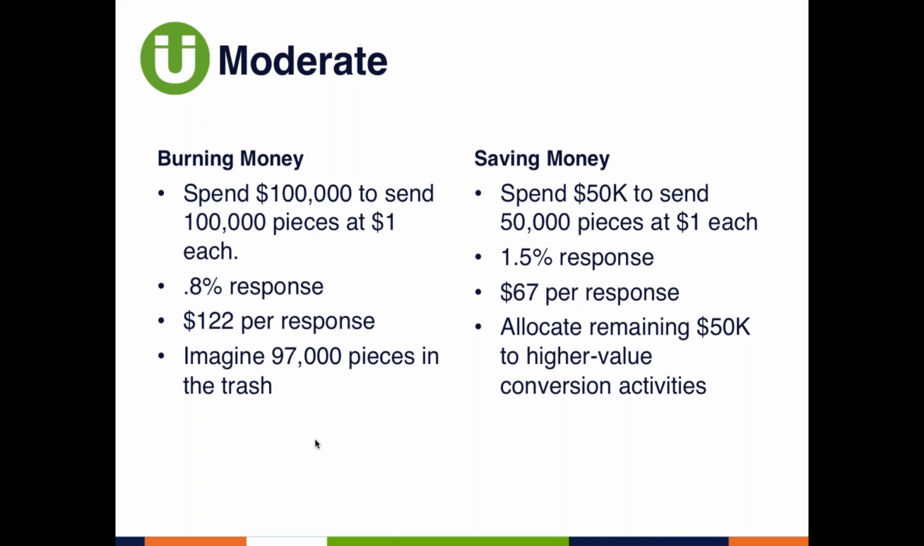Alternately, you could use your predictive model to spend half as much money on sending out half as many pieces, but get a 1.5% response, or $67 per response, about half the cost per response, and then allocate that $50,000 to higher value conversion activities.